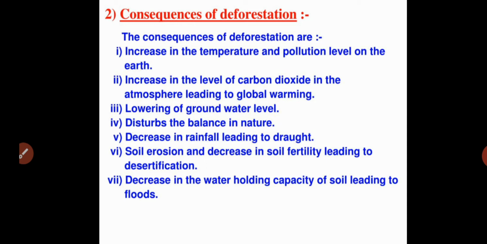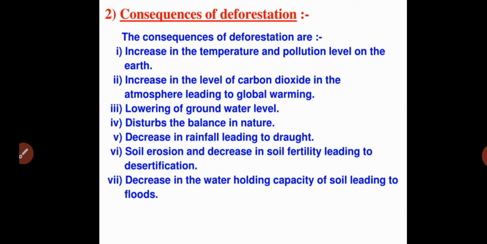Similarly, because of deforestation, the balance in nature is disturbed. Similarly, rainfall decreases, because forest decides rainfall. If there is no forest, nature is disturbed, mainly affecting rainfall and leading to drought. Finally we will get drought, so we will not get proper food, and we will also get many other problems.